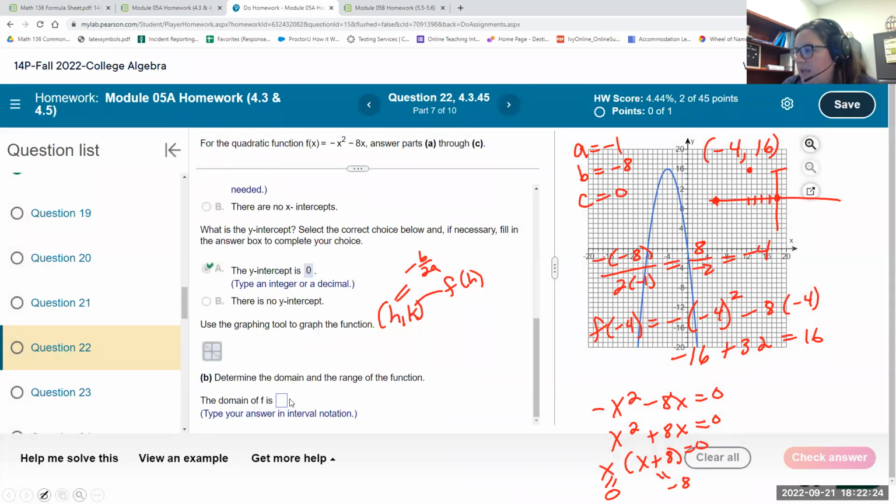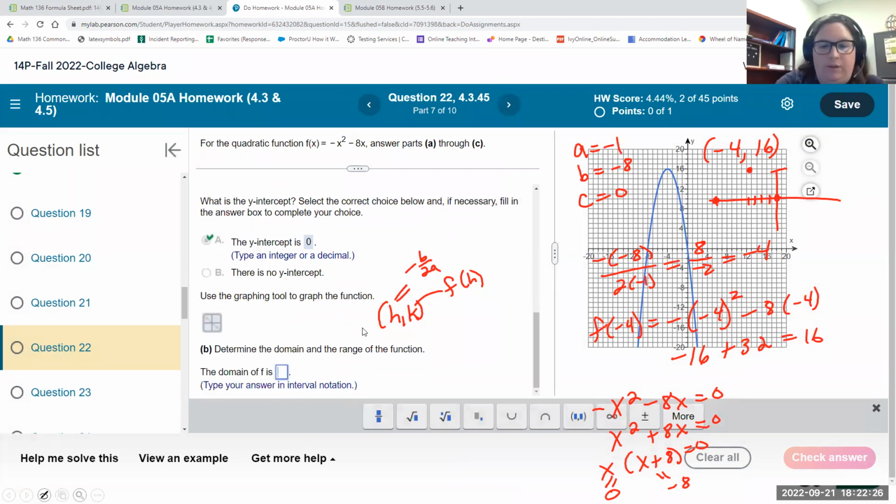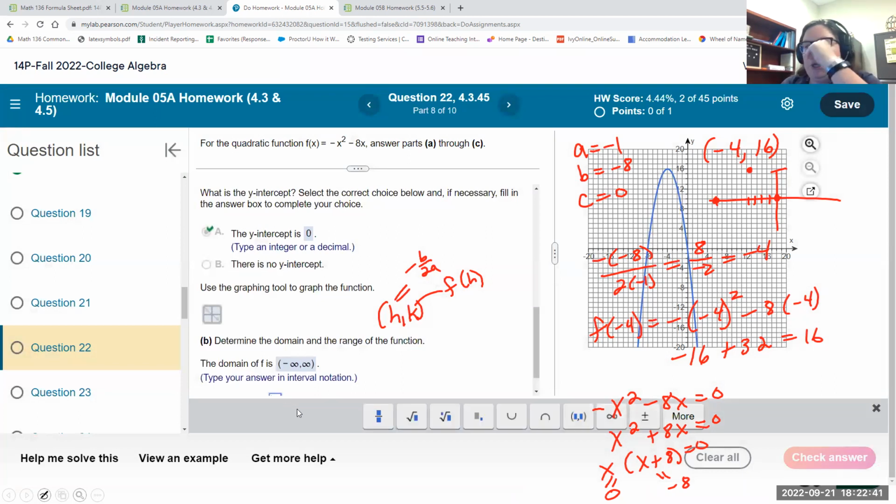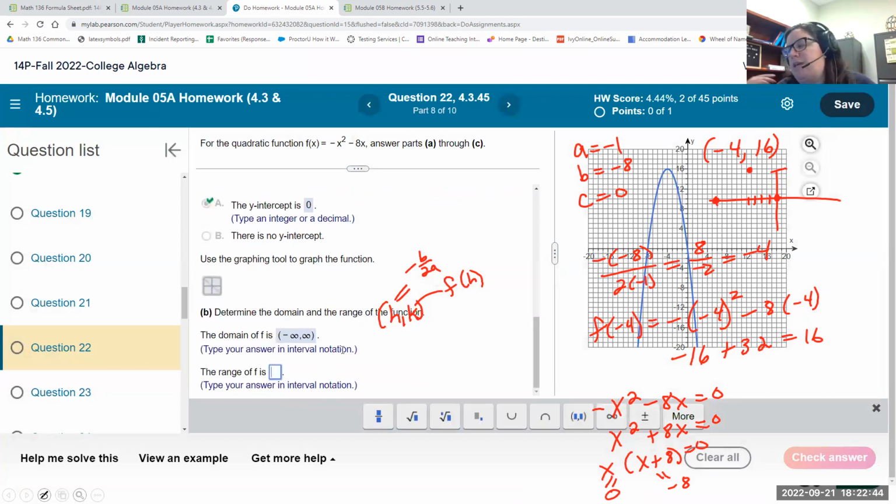And then it asks for the domain. The domain for a quadratic is always all real numbers. You don't have to do any calculation or thinking about it. Just make sure that you know how to enter all real numbers in interval notation, going from negative infinity to positive infinity, enclosed in parentheses. For the range, the y-coordinate of the vertex is going to be the endpoint of the range with a square bracket. And then you just have to figure out, is it going from negative infinity up to that point, or is it starting at the point going to positive infinity? In this case, we're going from negative infinity up to that 16, that top y point, with a square bracket there.